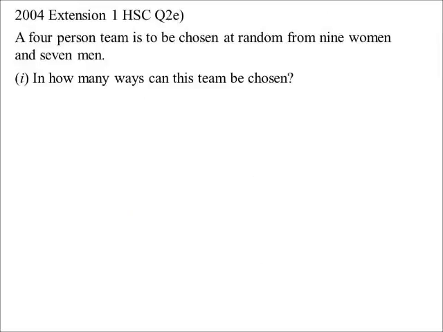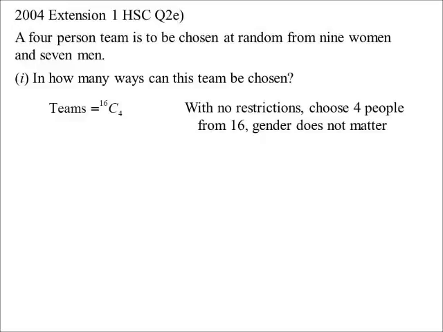So let's have a look at one that did appear in a test, 2004. A 4-person team from 9 women and 7 men. How many ways can this team be chosen? So it doesn't matter about gender. So all up we've got 16 and we're going to get 4. So 16C4, 1,820.